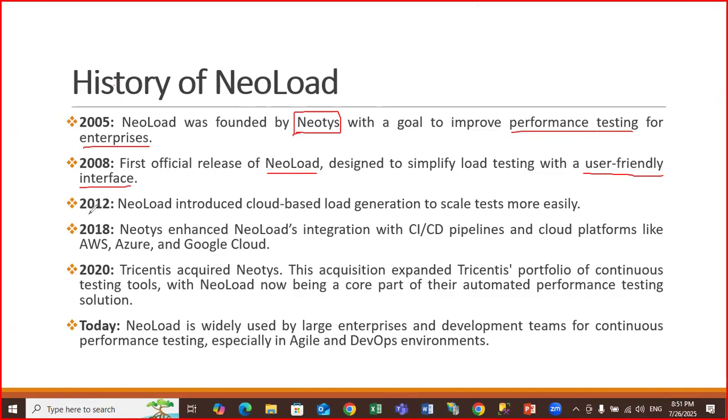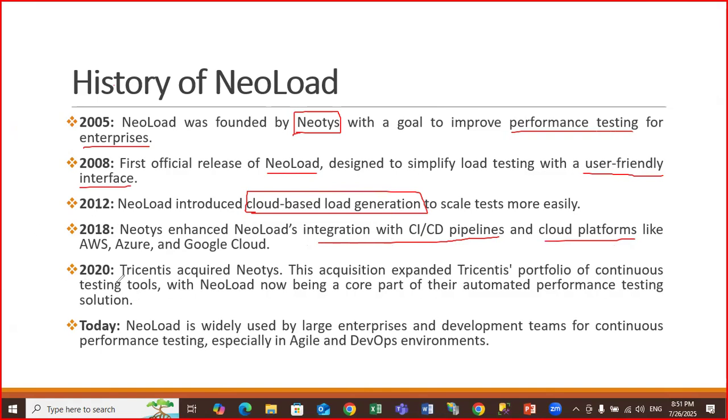And in 2012, Neoload introduced cloud-based load generation. With the help of cloud-based load generation, we can generate the load from different locations. So this is going to help us a lot. In 2012 itself, they started doing this. And in 2018, Neoload enhanced its integration with CI/CD pipelines and cloud platforms. So this happened in 2018.